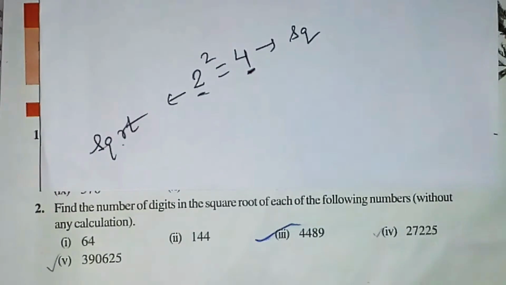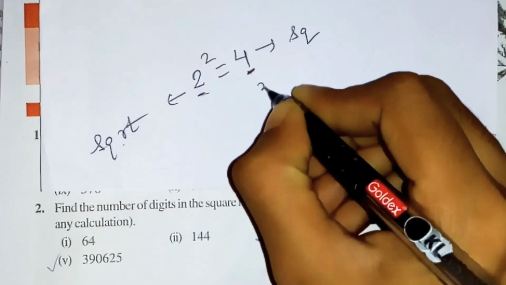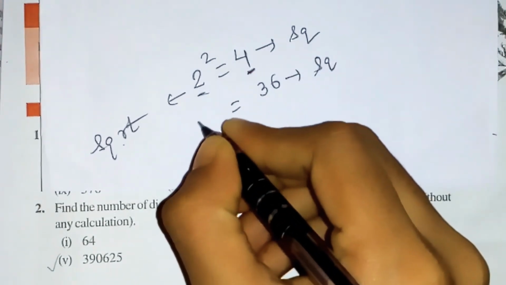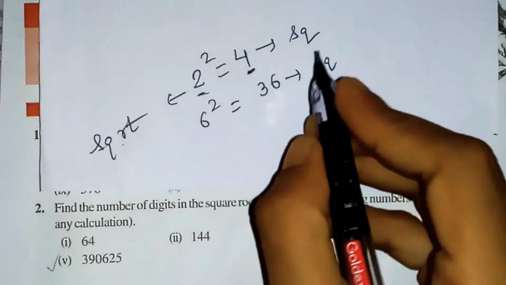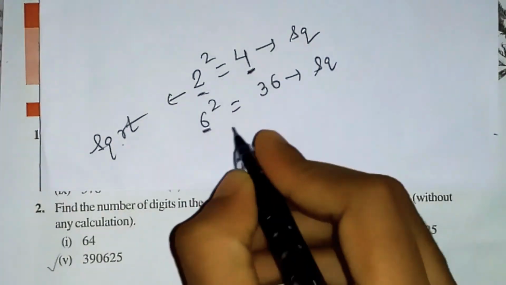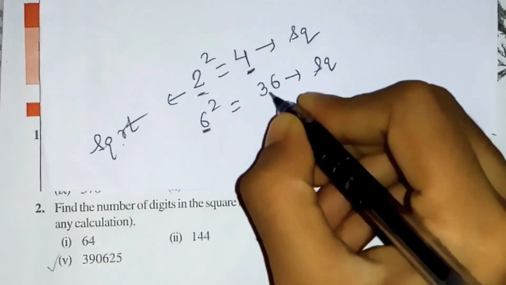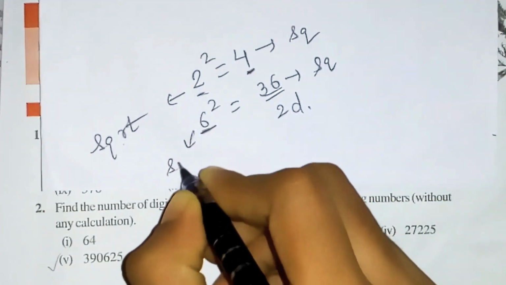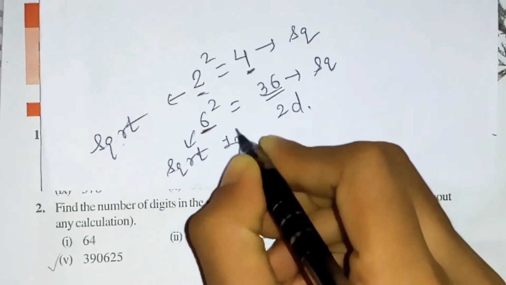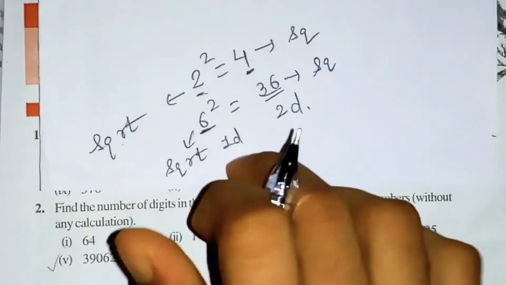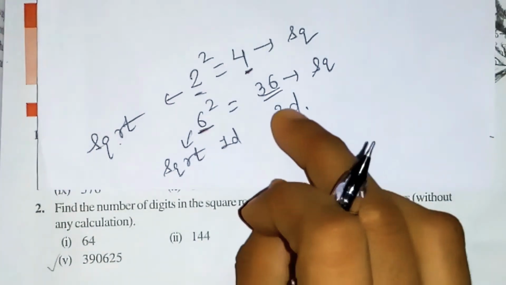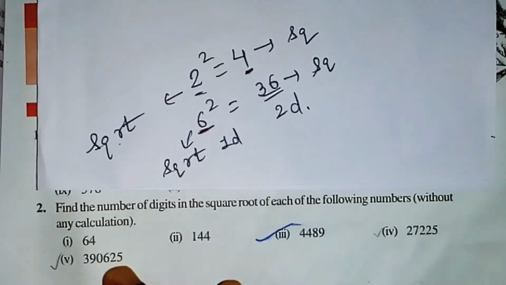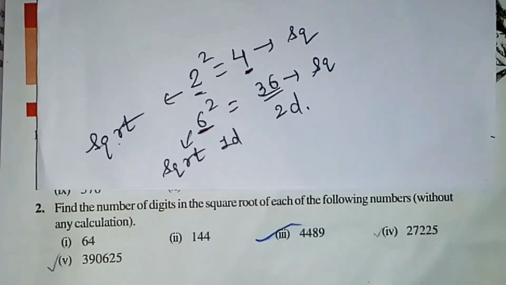Same way, if you take some other example, for example, if I take 36, so 36 is a square number, and it is the square of 6, 6 36. So here, how many digits are there? One digit. And in the answer, how many digits are there? 2 digits. So 6 has one digit, but its square has 2 digits. Same way, these are all square numbers, and you have to tell how many digits are there in their square roots.